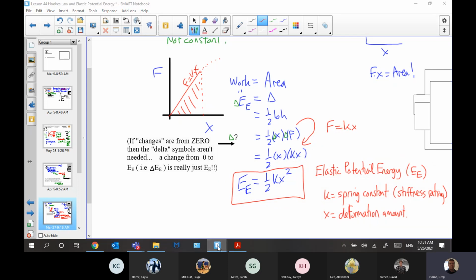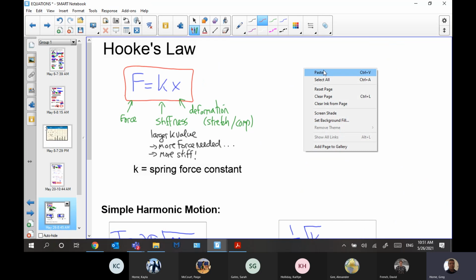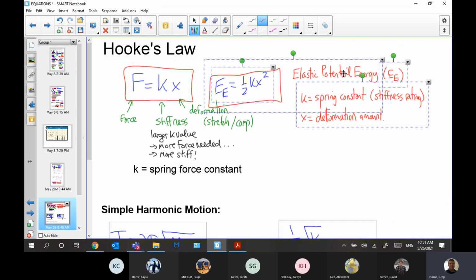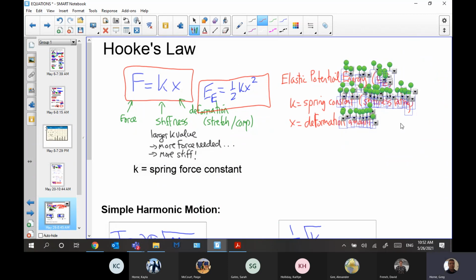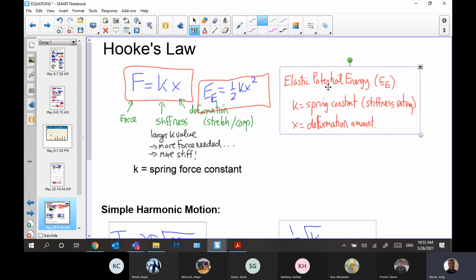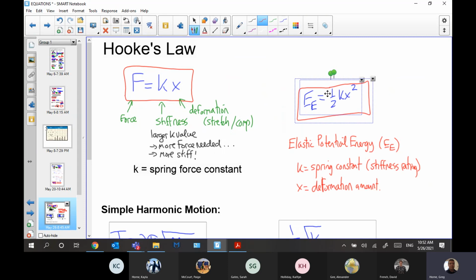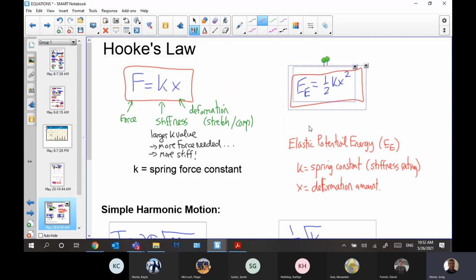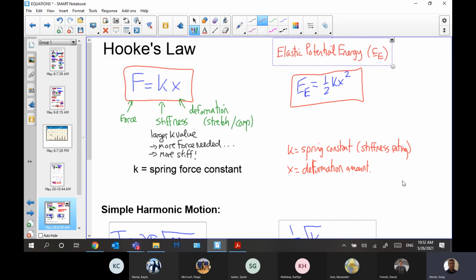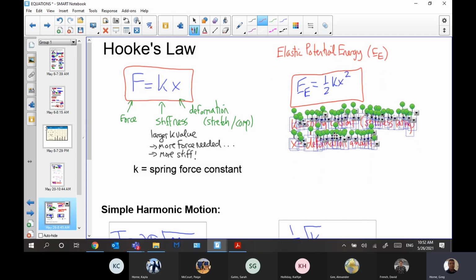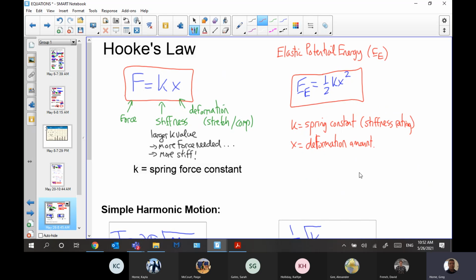Okay, so I'll come back to that page in a second. I'm just going to jump right to pasting it on here. So this is that. There we go. So this is elastic potential energy, EE. I guess I could put this above as a heading. And then the variables are labeled. All right.